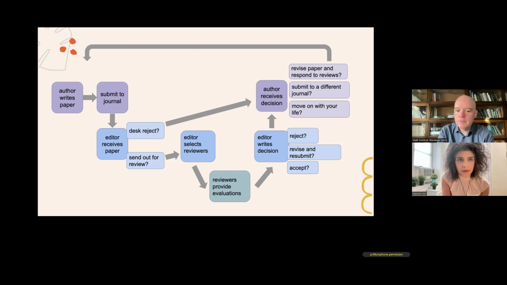Sorry if I'm jumping in too much. I always have things to say, but just to clarify, the blinding here means that the reviewers would be blind to the identity of the authors. And Matt's saying that usually you can figure out who the authors are because you cite yourself and you build on your own work. So usually you can tell.